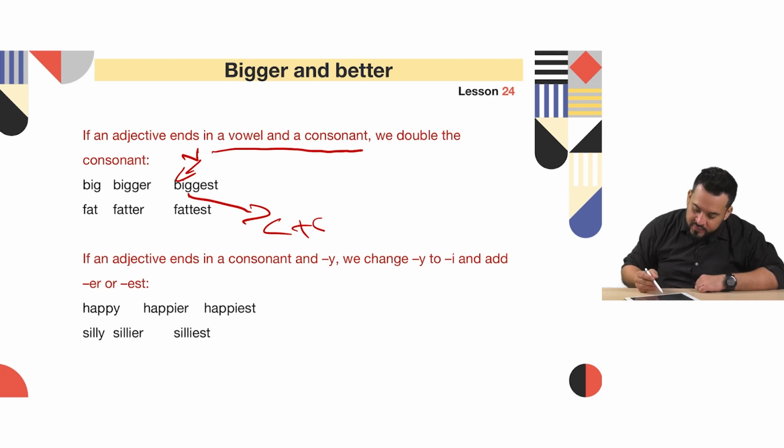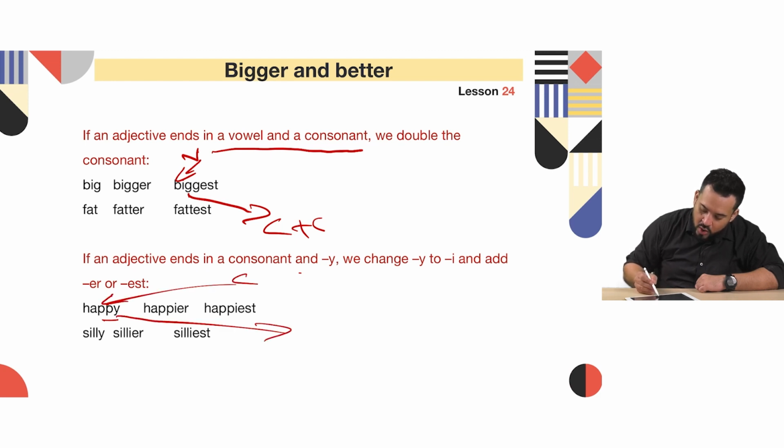If the adjective ends in a consonant and y, just like happy, the p is a consonant and the y is a y. So what do we do? We remove the y completely. We cross it out, and we replace it with IER. This is always the case with a Y.